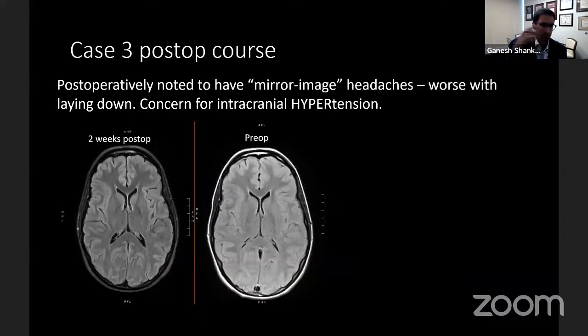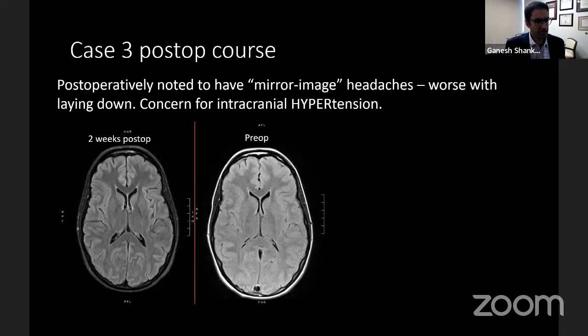Postoperatively, and this is actually important in terms of counseling patients preoperatively of what to expect, because especially for patients who have had these leaks that have been ongoing for some time, the CSF production may have been ramped up in that patient over months, years, however long this has been going on, to account for the fact that there is ongoing CSF drainage. And so what she had immediately postoperatively is almost like a mirror image of the headache, in that she felt better standing up and worse laying down, whereas preoperatively it was the opposite, with the postural component being worse when she was standing up.